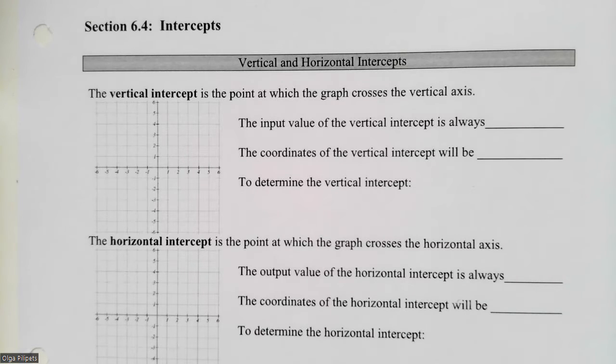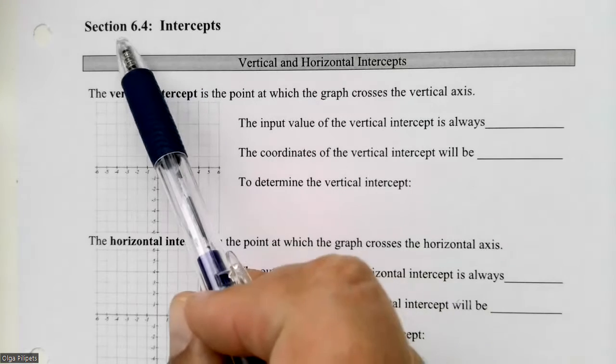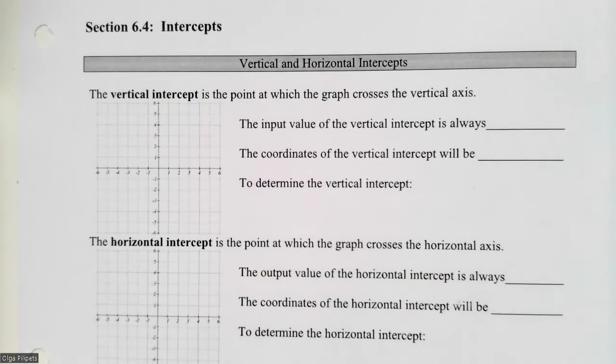Hey guys, so in this video, we're gonna talk about intercepts. That's section 6.4. And I want to remind you that intercepts are points where a graph crosses the x and y axes. The point where the graph crosses the x-axis is called the x-intercept. And the point where the graph crosses the y-axis is called the y-intercept.